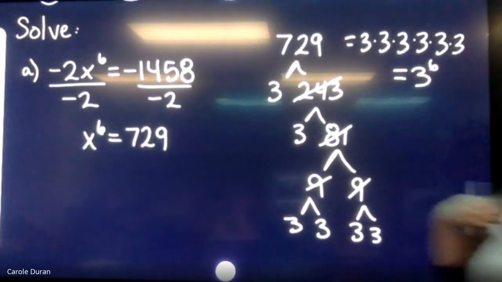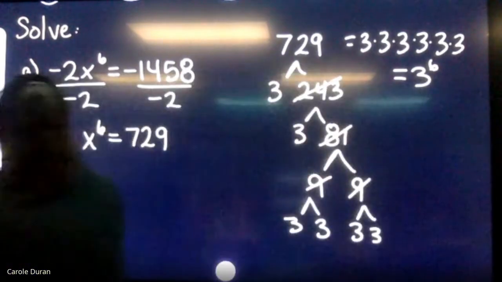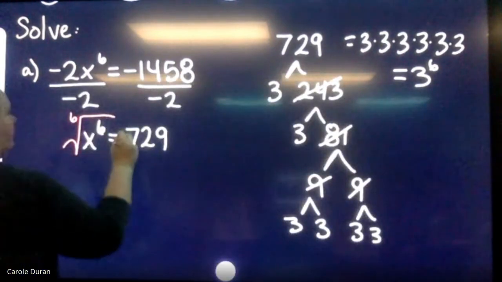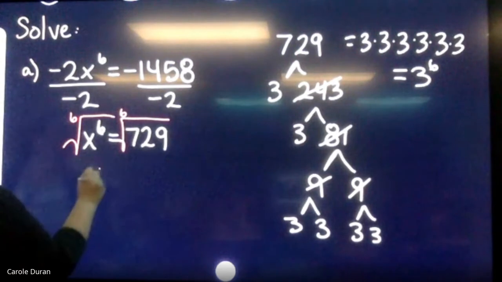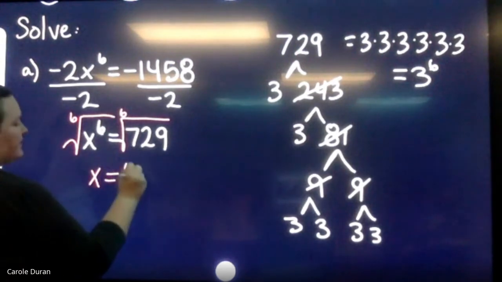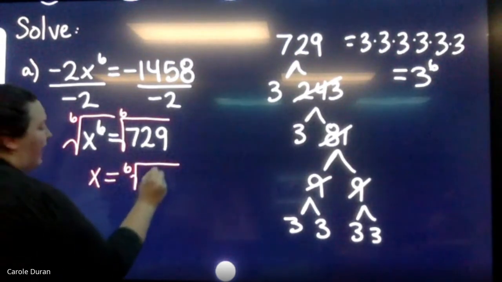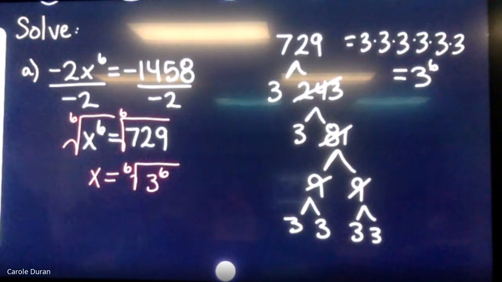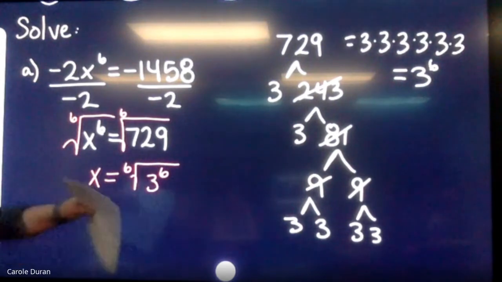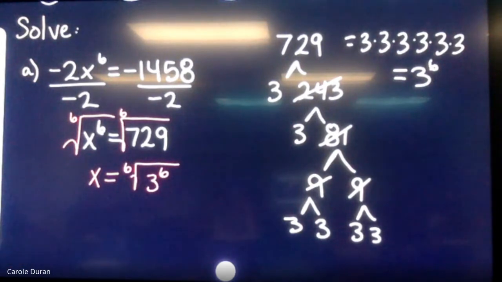This helps me because now when I take the 6th root of both sides, I'm going to have x equals the 6th root of 729, which is 3 to the 6th. What happens with both of those 6's? They cancel, leaving just x equals 3.